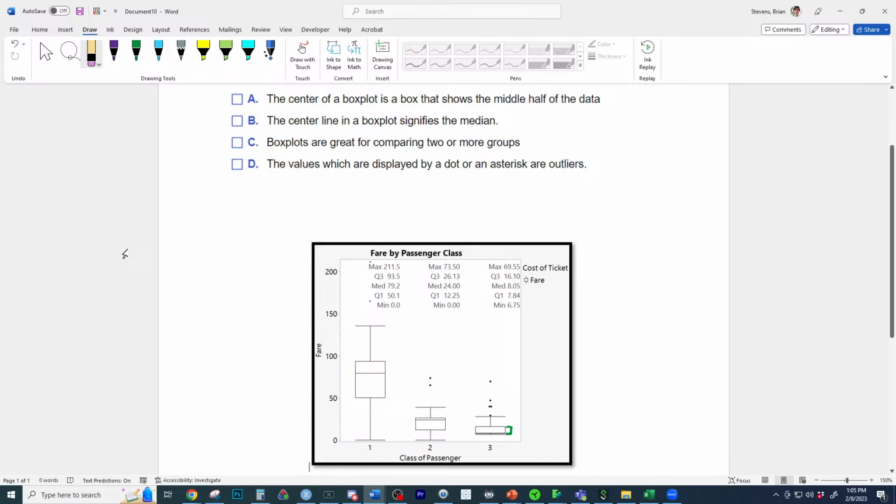So the first thing says, the center of a box plot is a box that shows the middle half of the data. That is very correct. That is called the IQR.